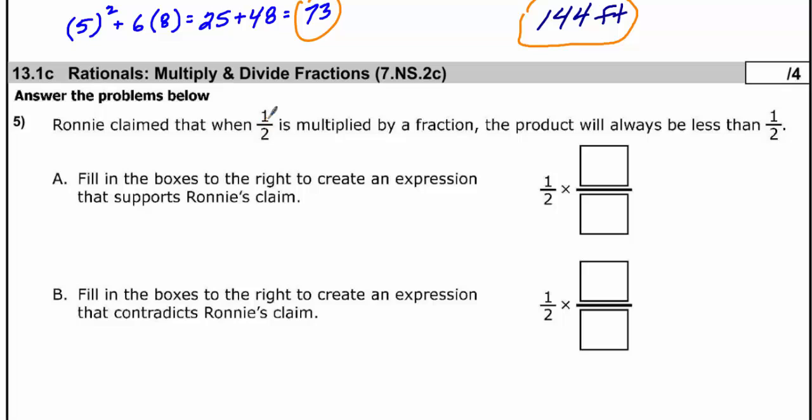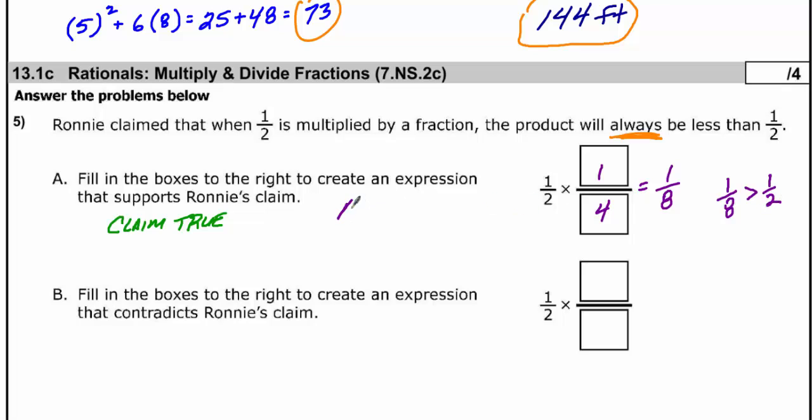Ronnie claimed that when 1/2 is multiplied by a fraction, the product is less than 1/2, and is always less than 1/2. You want to find a fraction that supports her claim, that makes Ronnie's claim true. That's what it means to support. You want to make the claim true. So what's a fraction where that will be true? A fraction like 1/4. Multiply those out. 1 times 1 is 1. 2 times 4 is 8. Yes, 1/8 is less than 1/2.